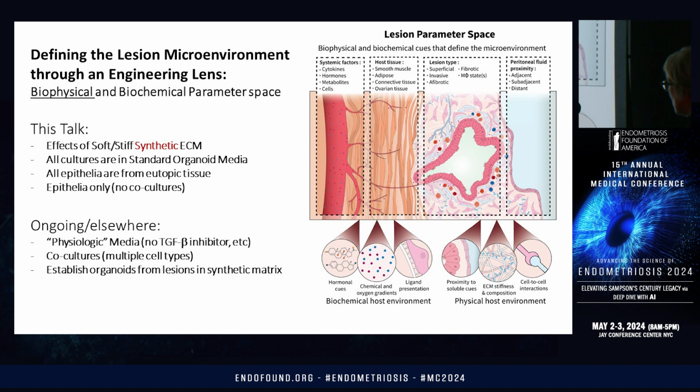So we think about recapitulating biochemical and biophysical features of the lesion environment, and I'm going to talk in particular about some synthetic extracellular matrix. Everything I've done here is in a standard organoid culture media, and I know Samir will have others. All the epithelia are actually from ectopic tissue, although we do make them from lesions. And most of the data I'm going to show, except for some at the end, happens to be just epithelia, although we do an extensive amount of co-culture work.